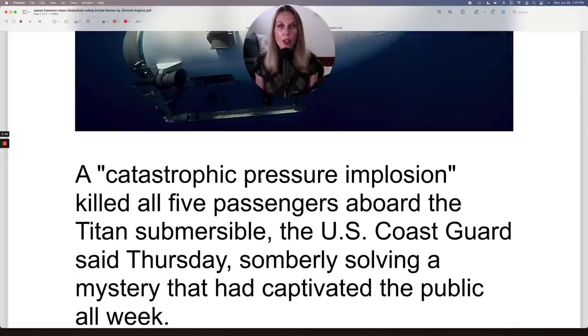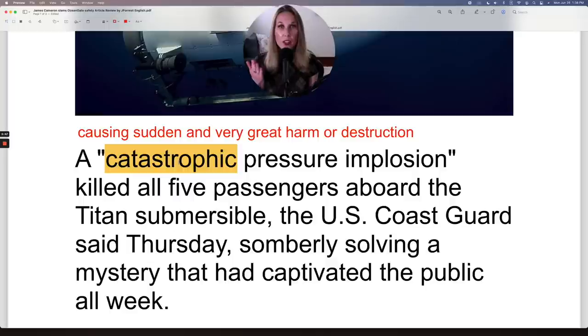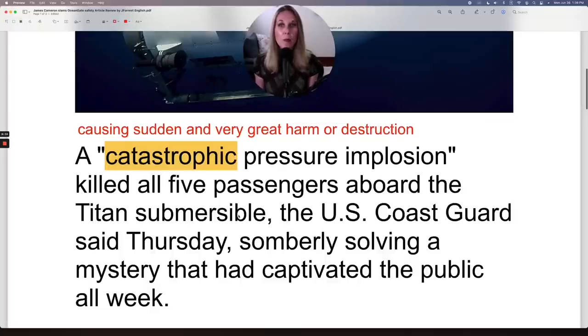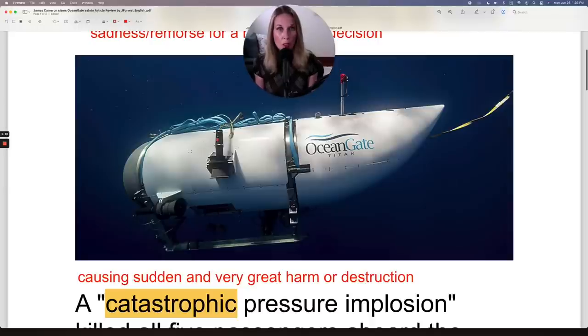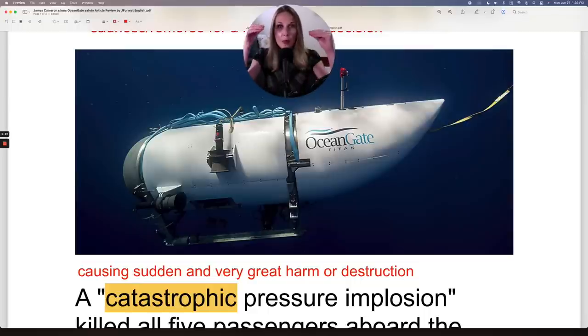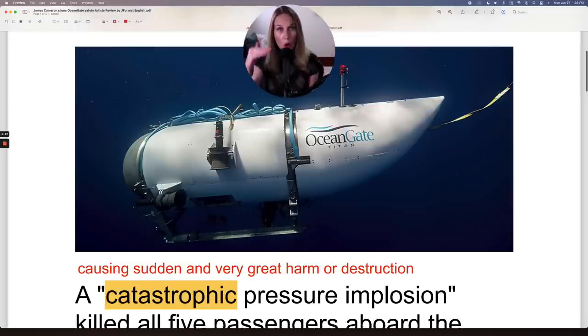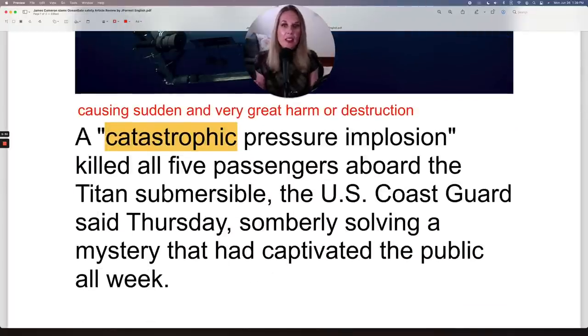Let's continue. A catastrophic pressure implosion. Listen to my pronunciation. Catastrophic. Catastrophic. Catastrophic is an adjective that describes the implosion, and it means causing sudden and very great harm or destruction. A catastrophic explosion. In this case, it's an implosion. So explosion is going outwards and implosion is going inwards. And this catastrophic implosion killed all five passengers aboard the Titan submersible. This is the Titan submersible. Submersible refers to the fact it can be submersed underwater. It can go underwater, just like a submarine is a submersible.